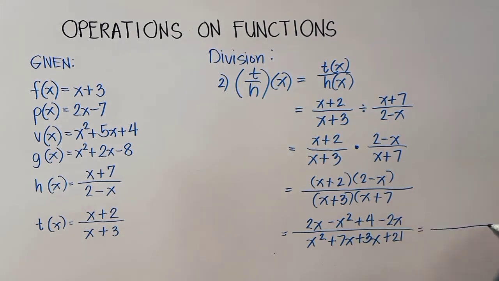Now let us look for like terms here. We have negative x squared. We also have here 2x and negative 2x, that's equivalent to 0. So we are left with plus 4. And then below we have here another like terms. So we'll write first x squared and then 7x plus 3x, a total of 10x, and then we'll just copy here plus 21, and this is our final answer.